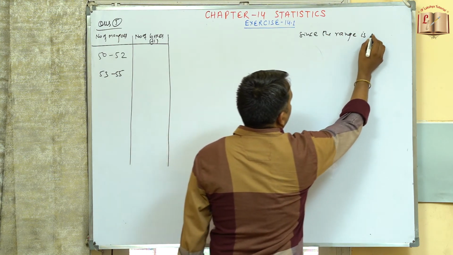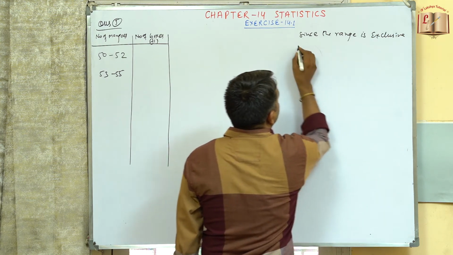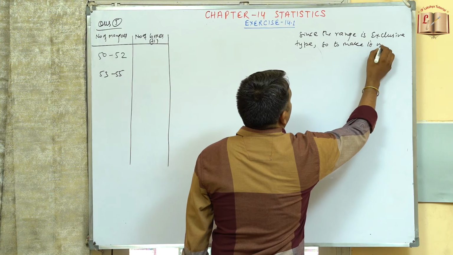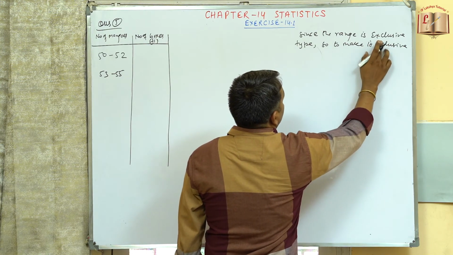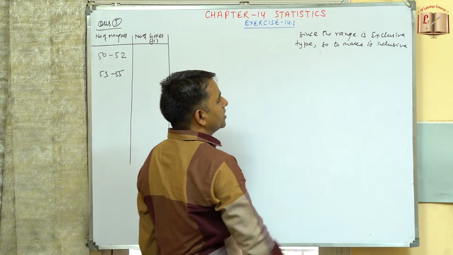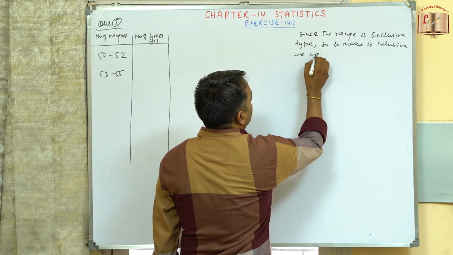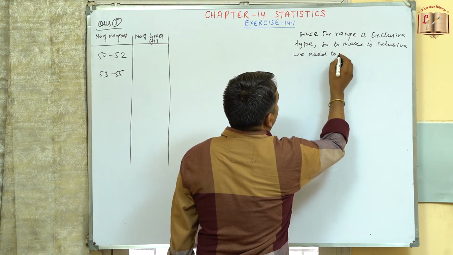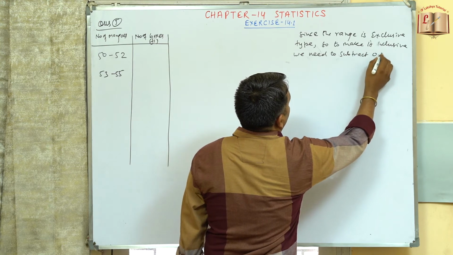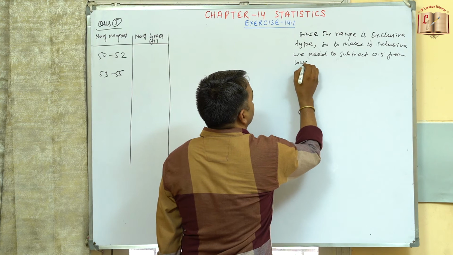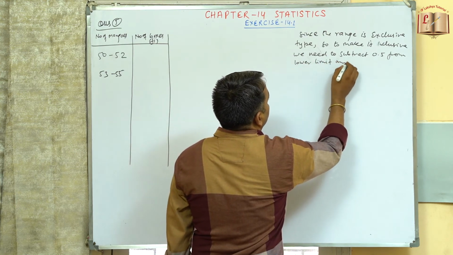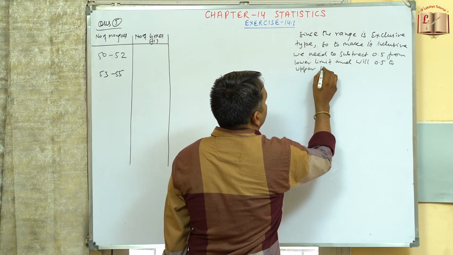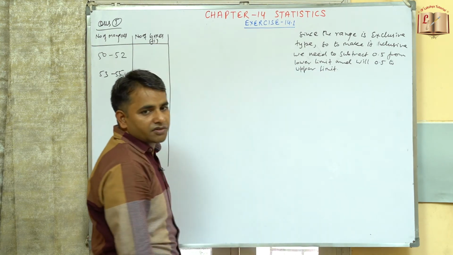Since the range is exclusive type, so to make it inclusive type, we need to subtract 0.5 from the lower limit and will add 0.5 to the upper limit. This will make it inclusive type.